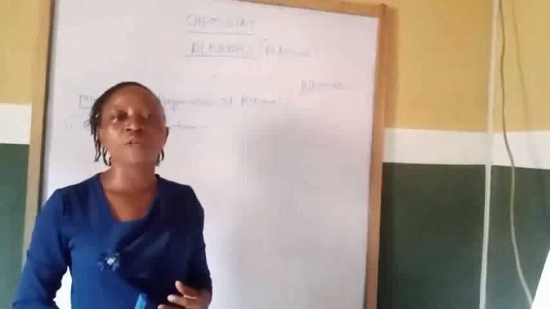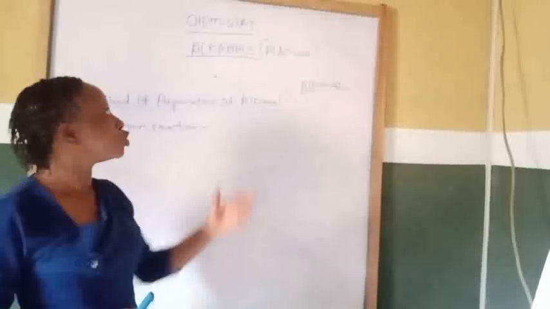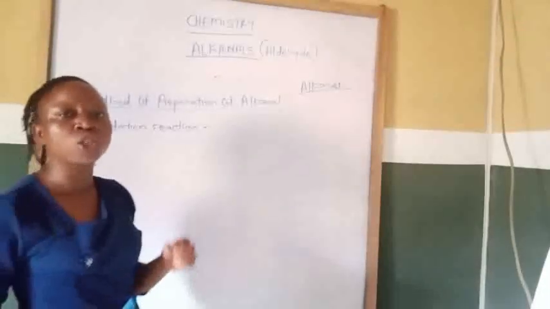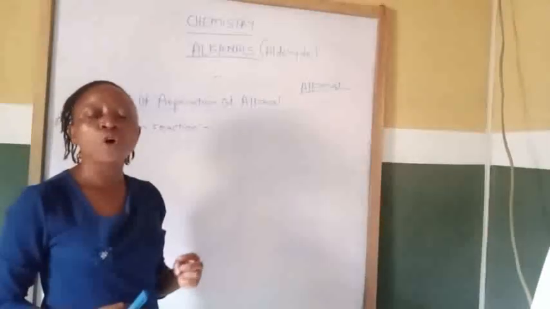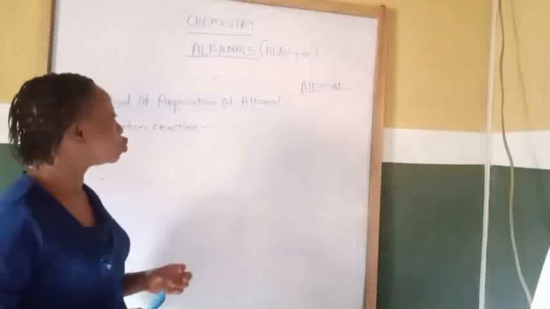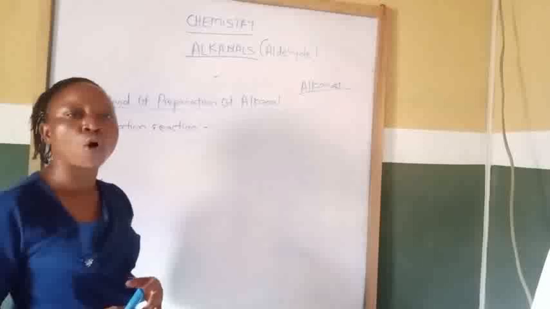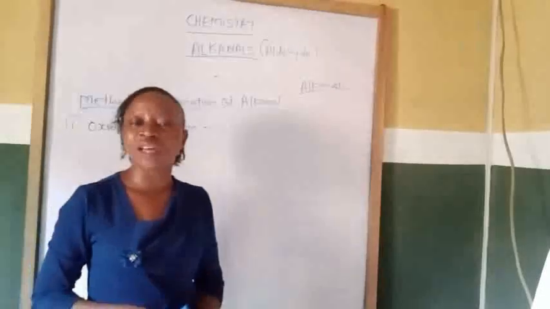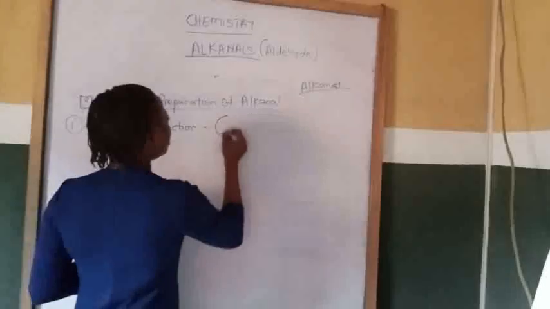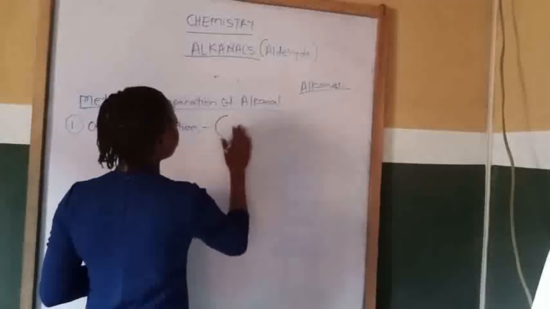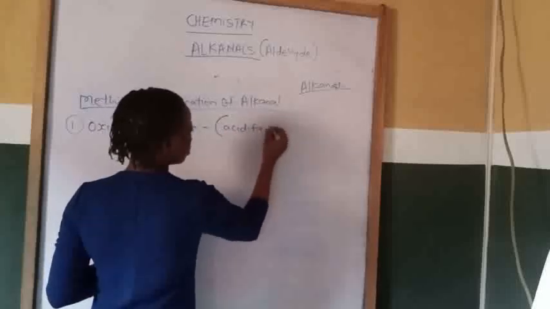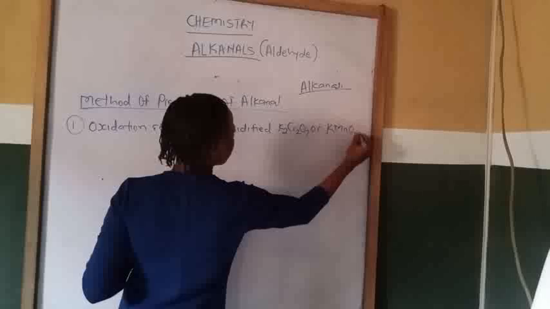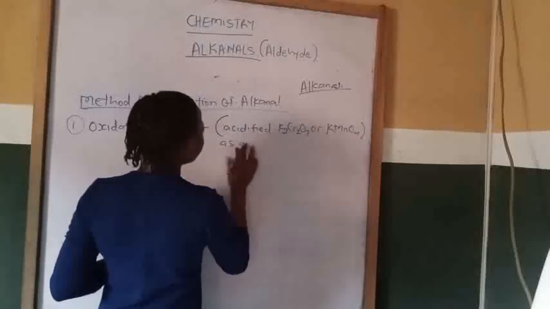Incomplete oxidation of primary alkanol will lead to a corresponding alkanal, in the presence of acidified K2Cr2O7 or KMnO4 as an oxidizing agent.